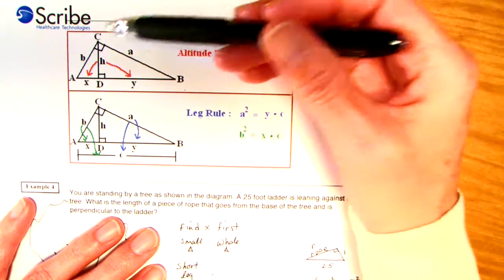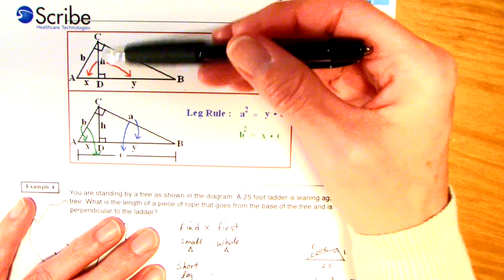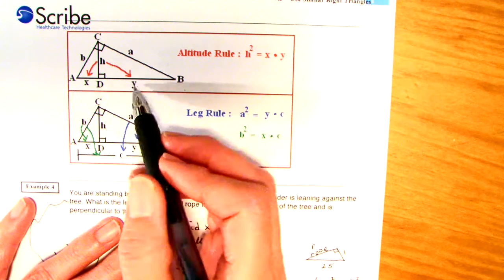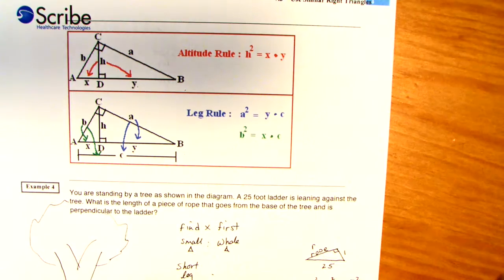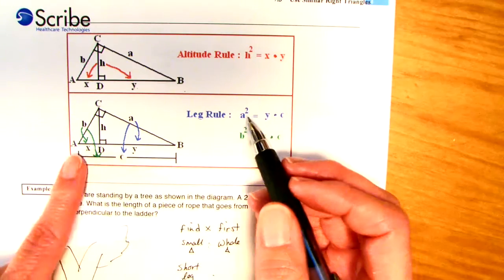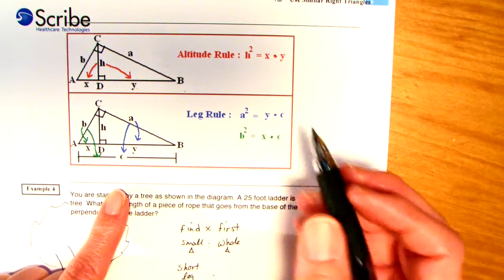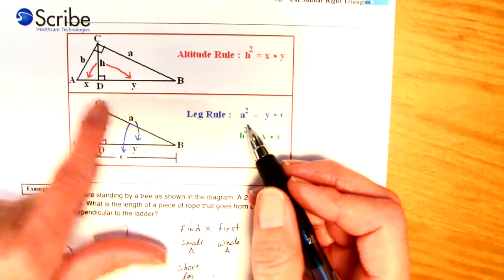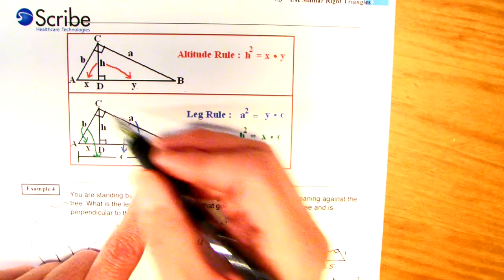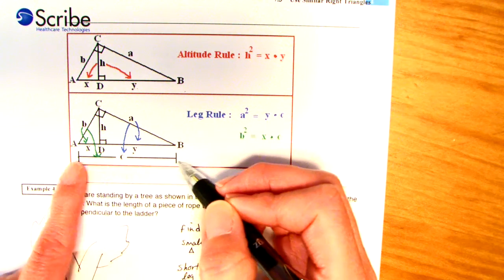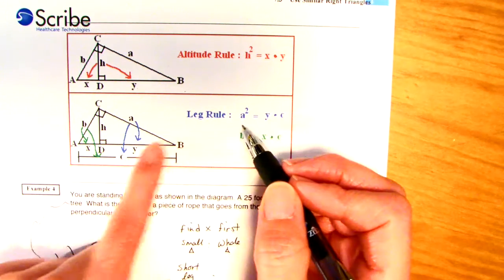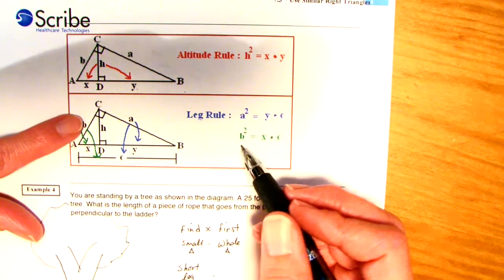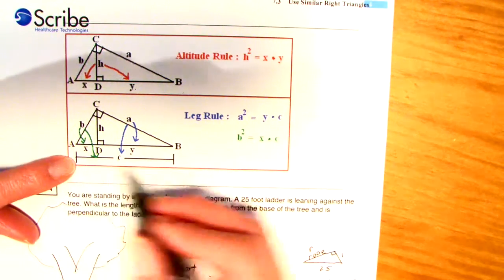The altitude rule. Take the altitude of your whole right triangle, h squared equals that little part times that little part when you split that whole hypotenuse. Now the leg rule is, a squared is equal to y, which is on this side, times the whole thing. So a squared is equal to y times c. But then if you work with the smaller triangle, you have b squared equals x times c.